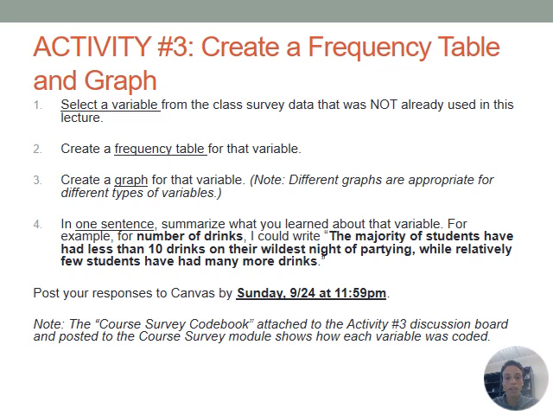As a note, in order to do this activity, you will want to refer to the course survey codebook that has now been posted to Canvas. You can find it both in the Activity 3 discussion and also kind of free-floating in that course survey module. This codebook I'll also show you in a minute, but it describes the variable name for each variable, so how it's listed in the dataset, as well as how each of those variables was coded. So you may need that to interpret your results in the frequency table or graph, whatever you see.